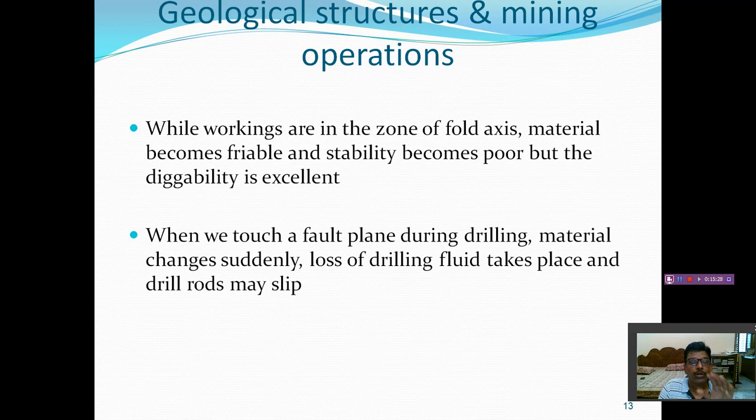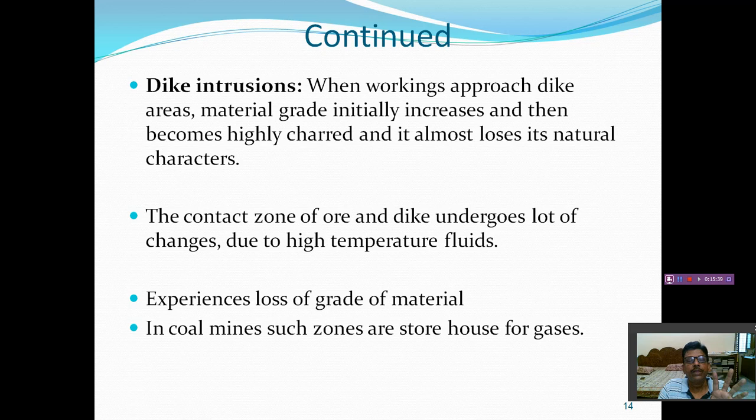Okay. So please do not get bored with these statements, but try to remember them. Because I told you, for you to understand this, you should have a good knowledge of geology. If dike intrusions come while working, now we have come to working. Initially the material grade increases when you approach the dike. Then it becomes highly charred and it almost loses its natural characters. The contact zone of ore and dike undergoes a lot of changes due to high temperature.